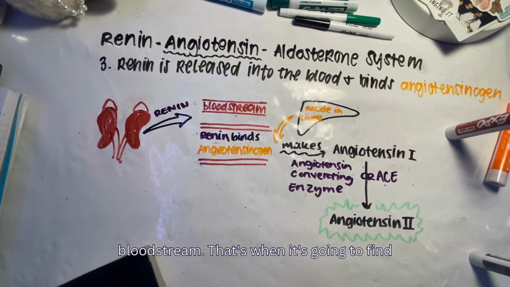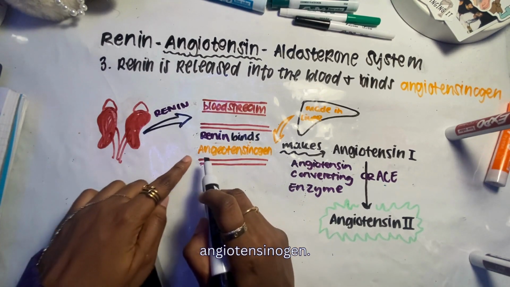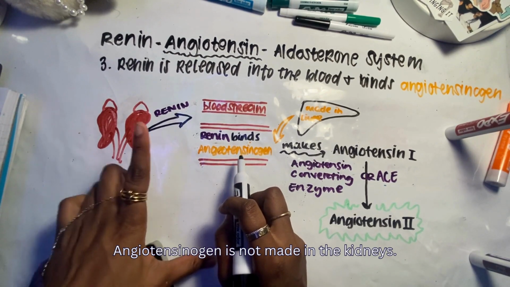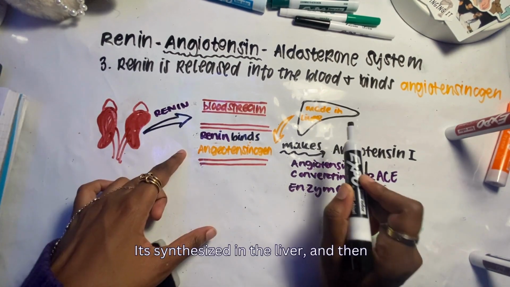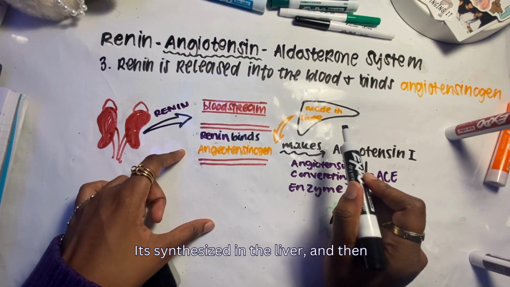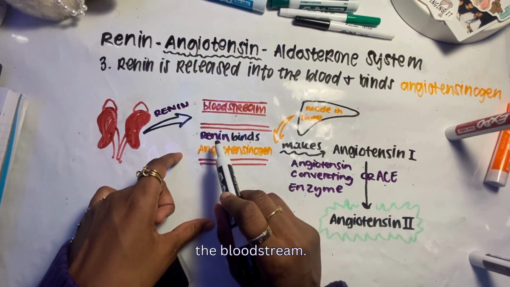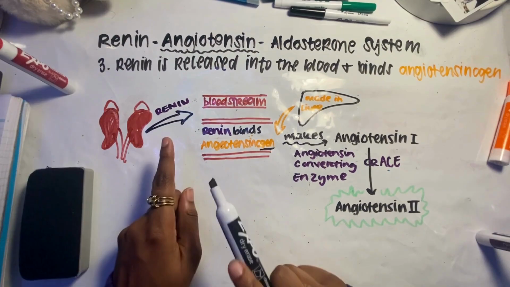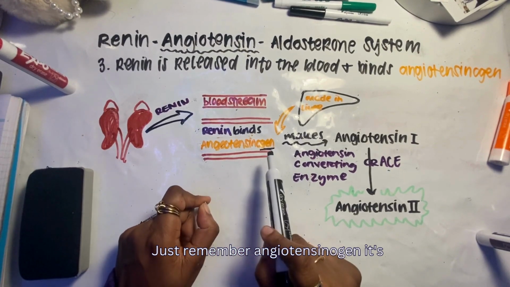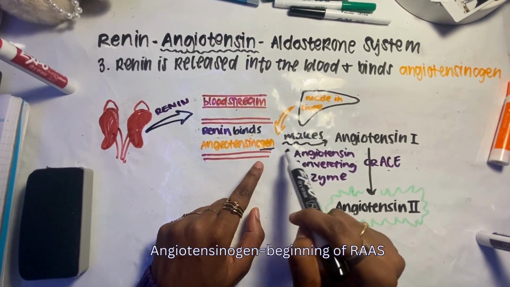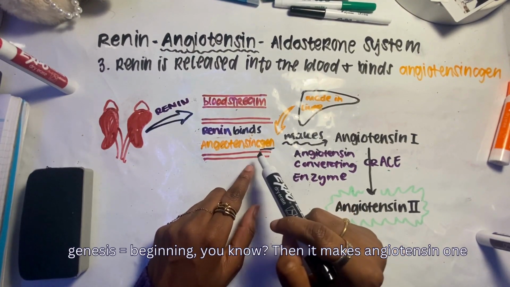That's when it's going to find free-floating angiotensinogen. Angiotensinogen is not made in the kidneys, it's synthesized in the liver, and then it's deposited into the bloodstream. There's going to be an enzymatic reaction. You can just remember angiotensinogen: it's like angiotensin, except with gen at the beginning, genesis at the beginning, you know.